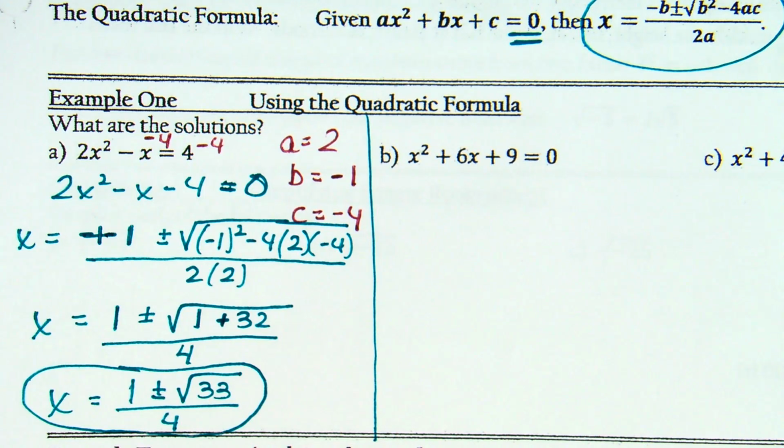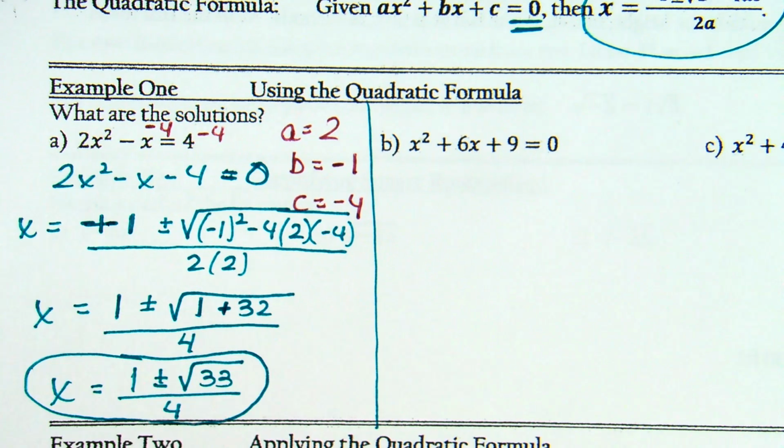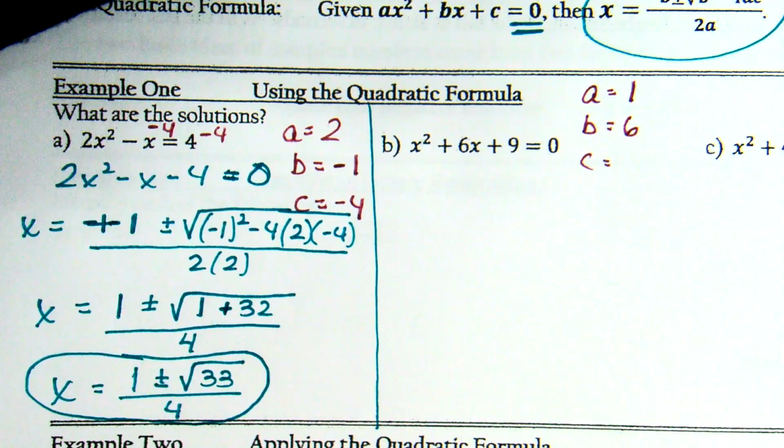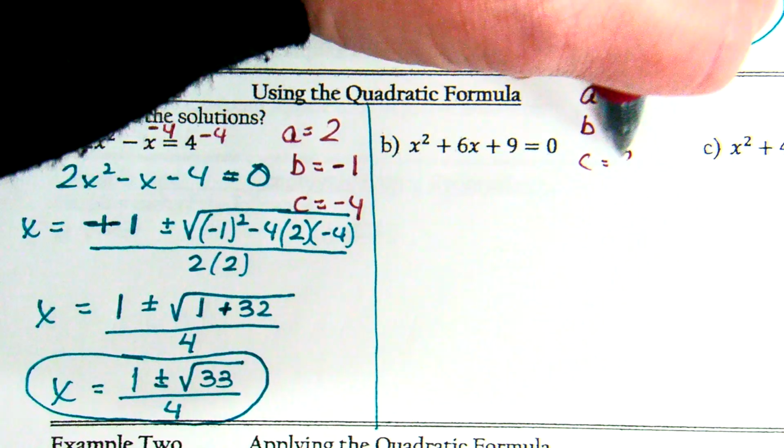Okay. Questions on this one? Okay, let's try B. X squared plus 6x plus 9 equals 0. First question to yourself, does it equal 0? And it does. So can you tell me your ABCs? A is 1, because it's a coefficient of x squared. B is 6, the coefficient of x. And C is 9, the constant at the end.